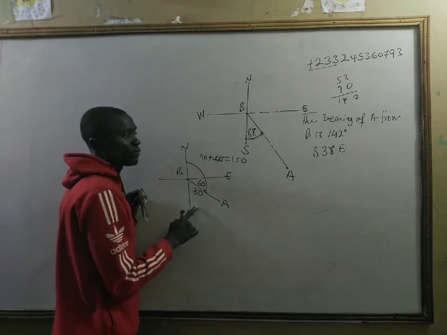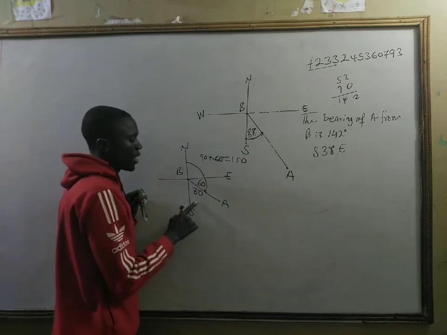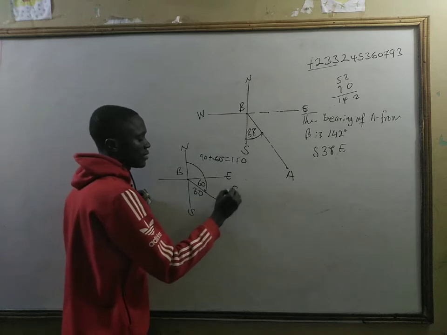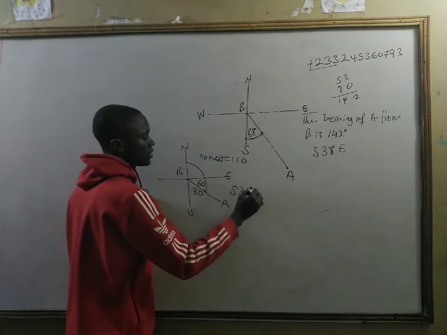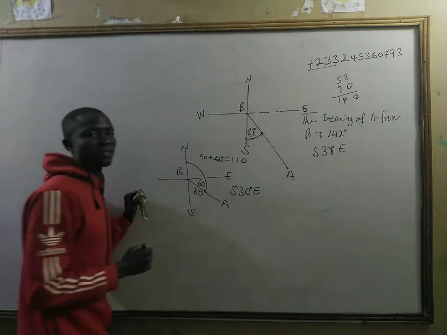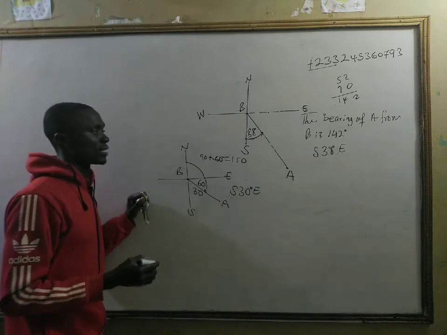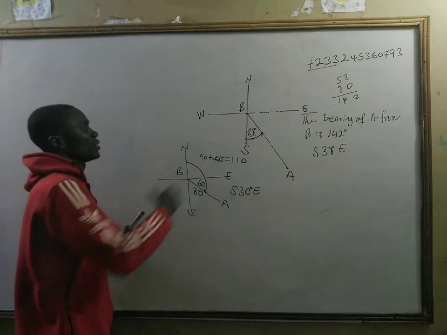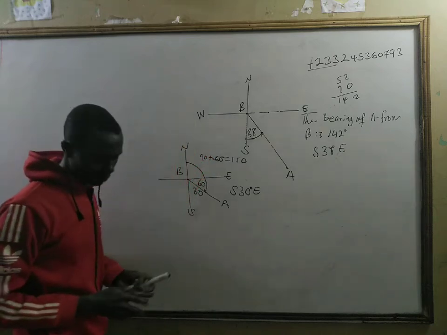But in terms of compass bearing, it is south 30 degrees east. That is very simple as that. Okay, now let's come to this quadrant and here, and we are done.